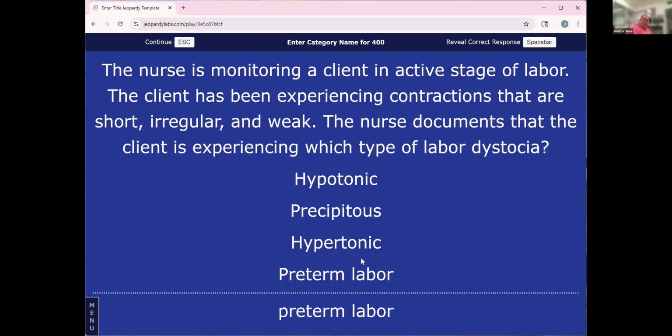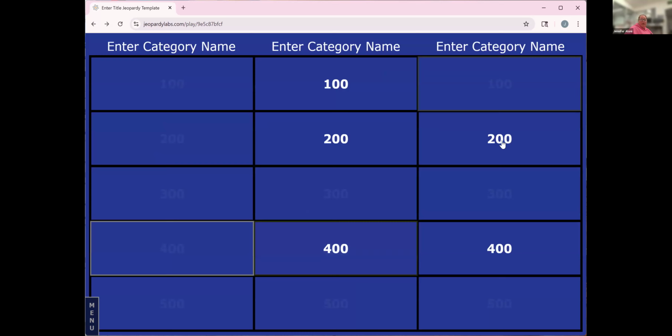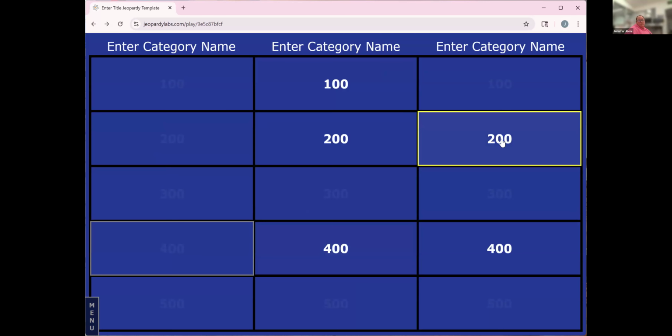What would preterm labor be? Labor before what? 37 weeks. Yeah. That's preterm labor. That doesn't have anything to do with the contractions. It's when it happens, not what happens. Okay, go. Second row, 400.